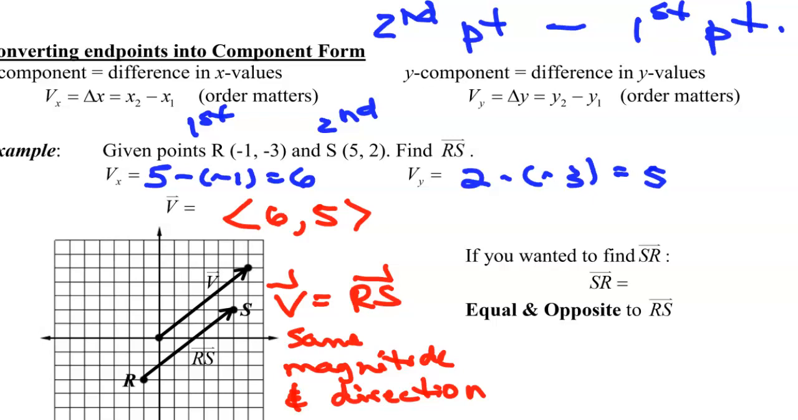How about vector SR? Well, vector SR would be equal to <-6, -5>, because it is the opposite of the original. V was <6, 5>. SR is the opposite, <-6, -5>.